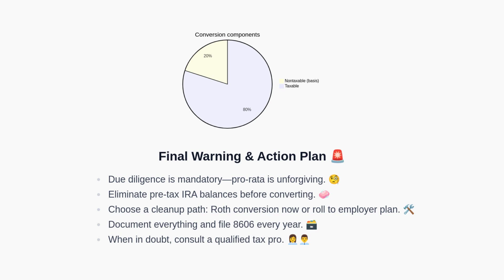In summary, due diligence is essential because the Pro-Rata Rule is unforgiving. Eliminate pre-tax IRA balances before any backdoor Roth conversion. Choose a cleanup path that fits your tax situation. Convert to Roth now or roll into a current employer plan. Document thoroughly and file Form 8606 every year. If you're unsure, consult a qualified tax professional.